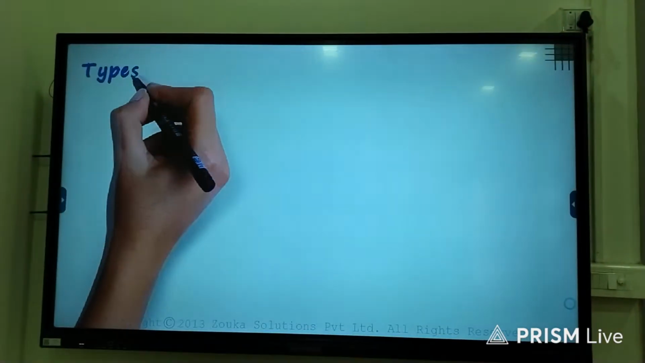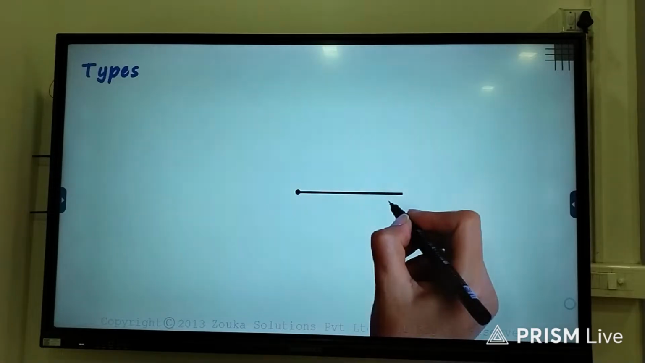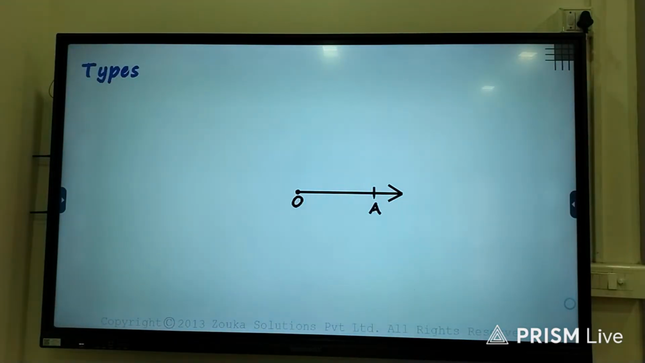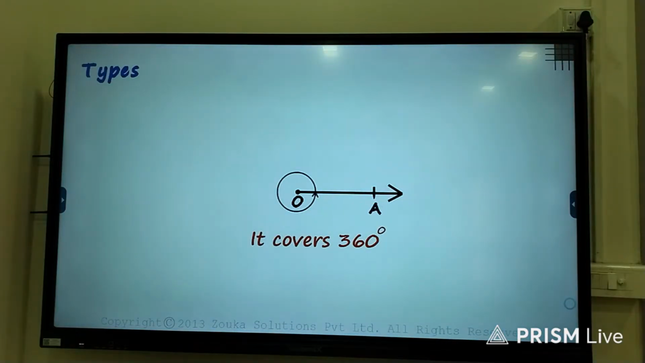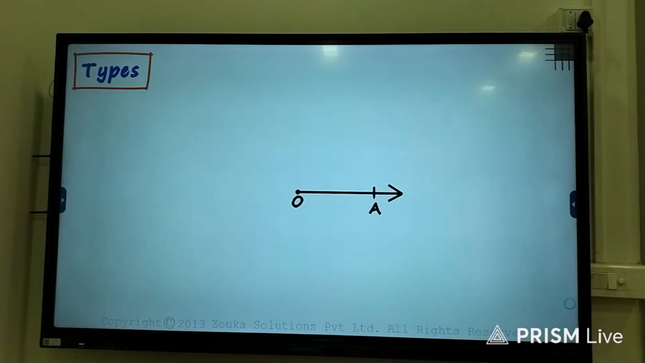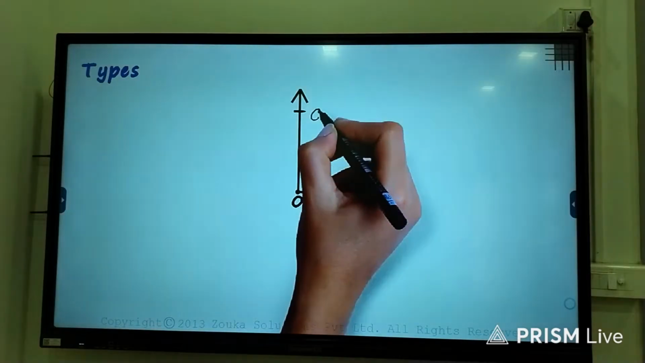To understand the types of angles, we need to understand just one simple diagram. Consider a ray OA. We know that if this ray is rotated completely once, it covers 360 degrees. All the different angles which lie in between 0 and 360 degrees are classified into types. There are two kinds of important angles we come across very often in mathematics. The first kind is an angle like this, and it covers 1/4 of the 360 degrees rotation. Let's call this ray OC.